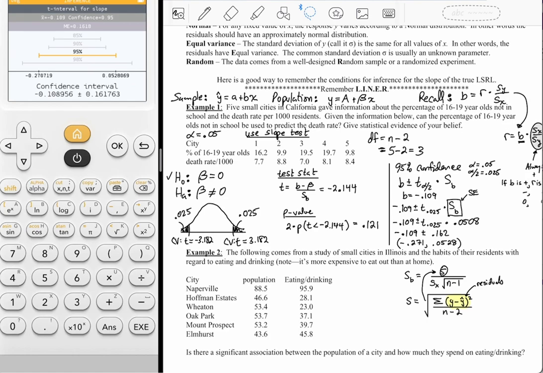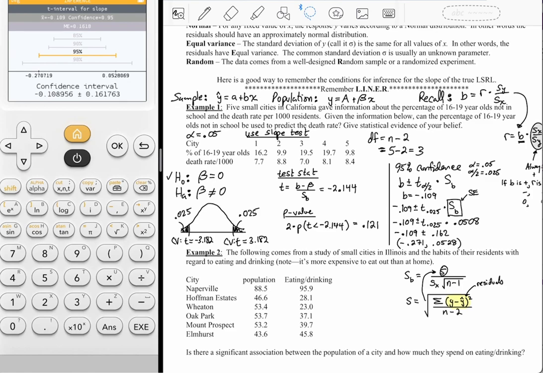What was the question here? Can the percentage of 16 to 19-year-olds not in school be used to predict the death rate? At no point did I say hypothesis test or confidence interval. I didn't even give an alpha value, right? So you can answer all the questions without even touching a hypothesis test, but done enough with it so far that you may want to.